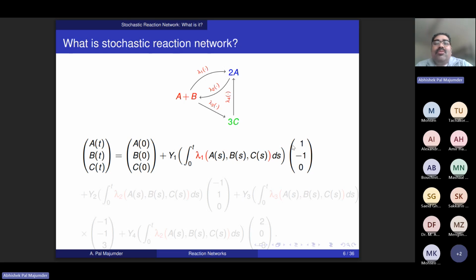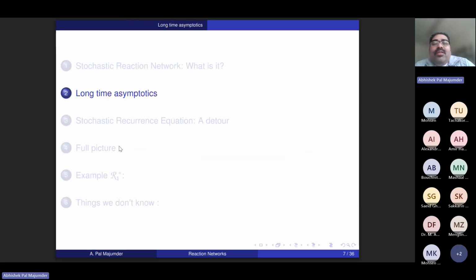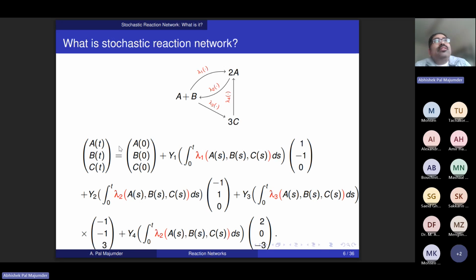so C is 0. Similarly, the second reaction counts the total number of reactions of type 2 that take place up to time t, and this is the reaction gradient, and similarly this and this. So this is the way you can study the dynamics of species counts over time for any arbitrary reactions, and that is modeled by the stochastic reaction network. So this is something that is established, and there are certain connections between stochastic reaction networks and deterministic reaction networks in the literature as well.